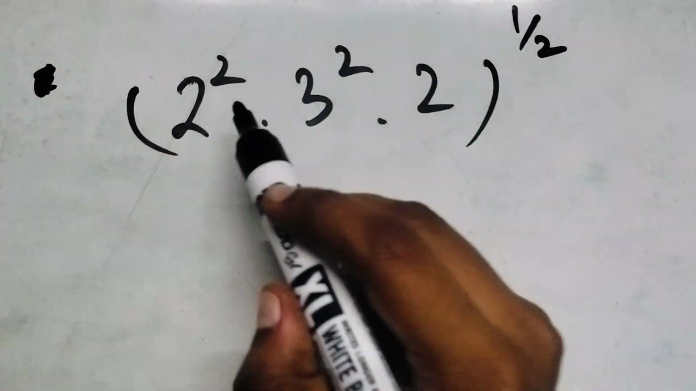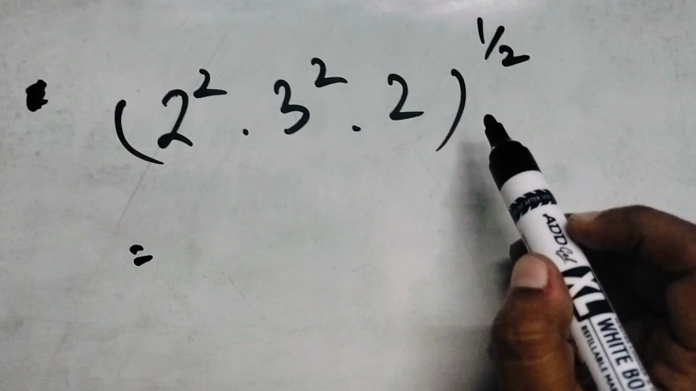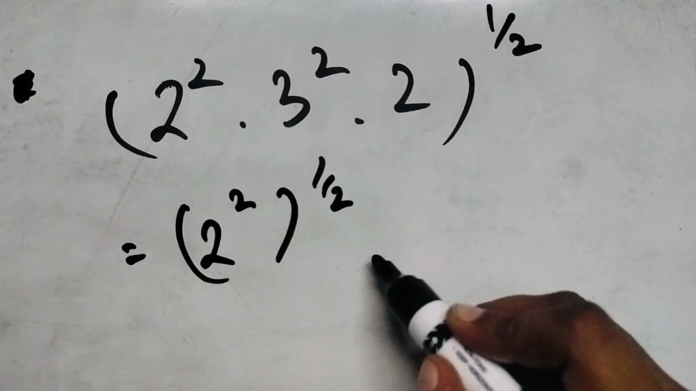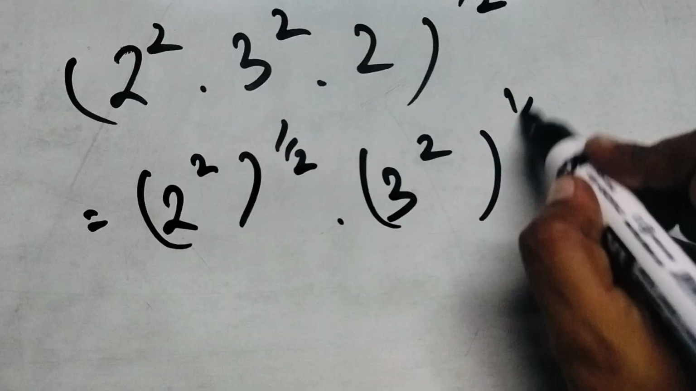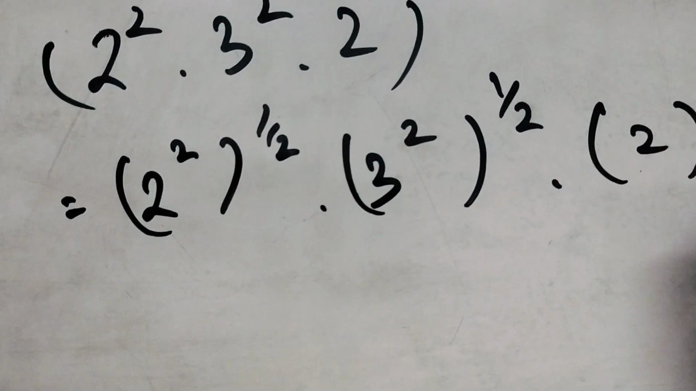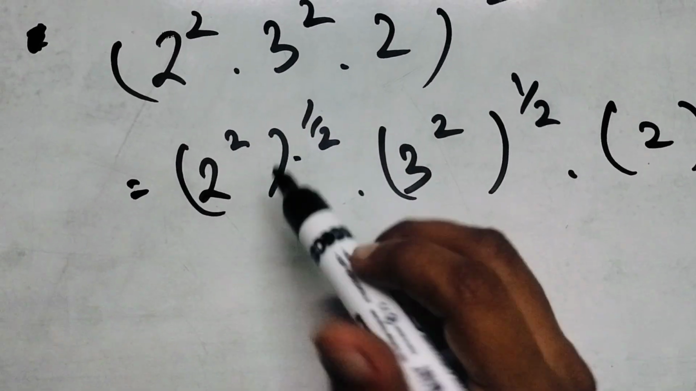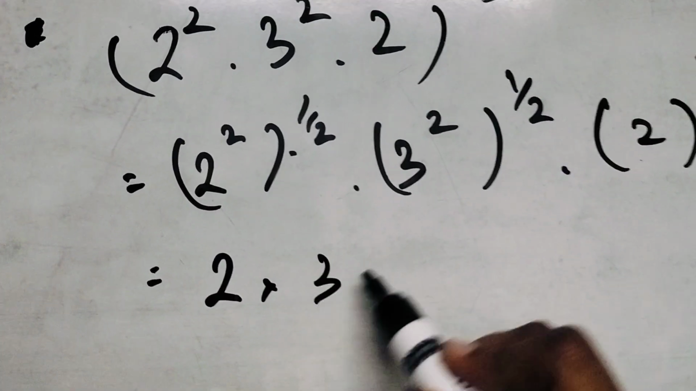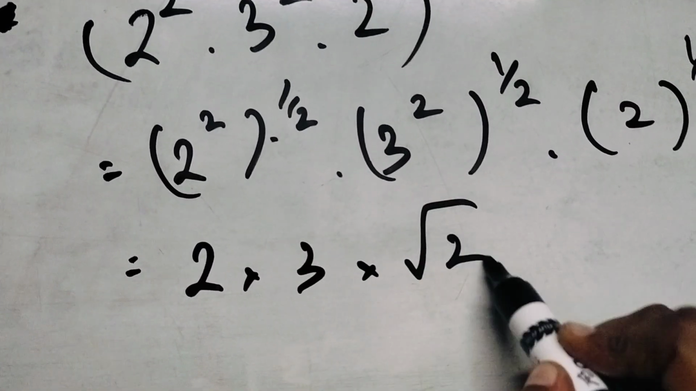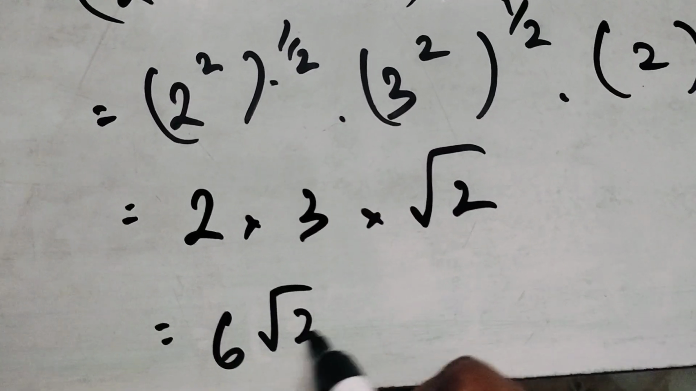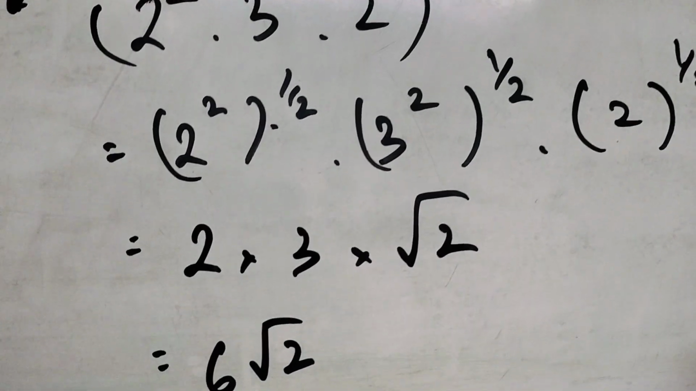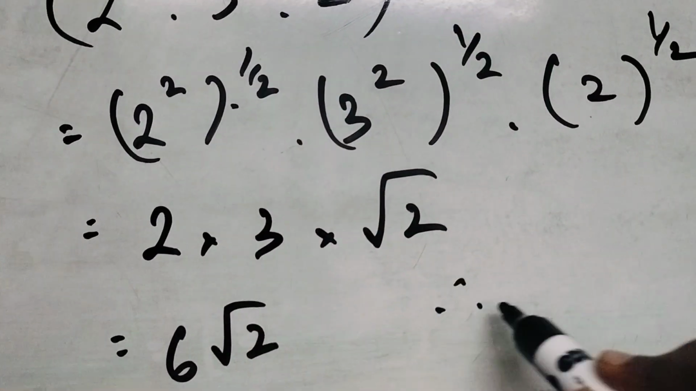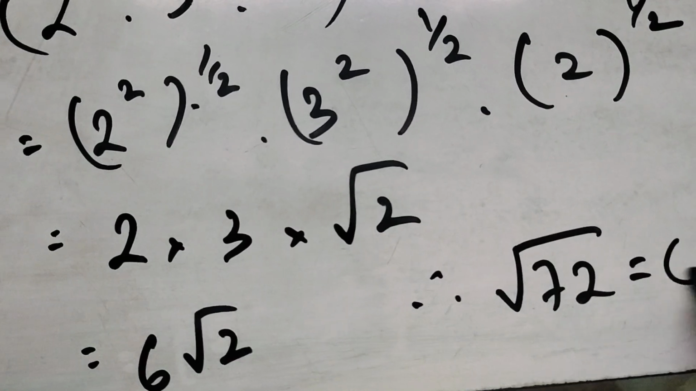Now can we write this as 2 square power half, followed by 3 square power half, followed by 2 power half? These, if multiplied, would give us 2, followed by 3, same reason, followed by root 2. Or we can write it as 6 root 2. We can't change this further. Therefore, we can say that root over 72 is 6 root 2.